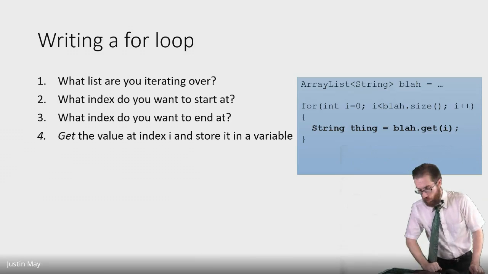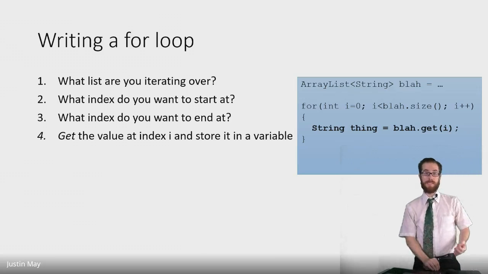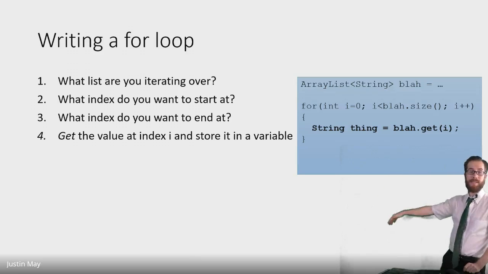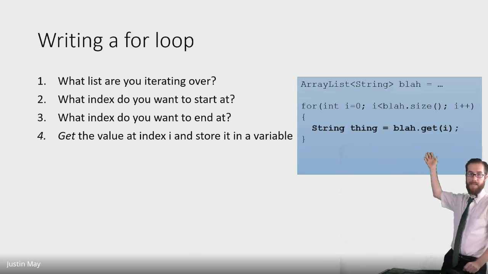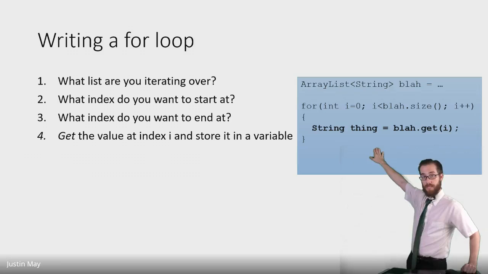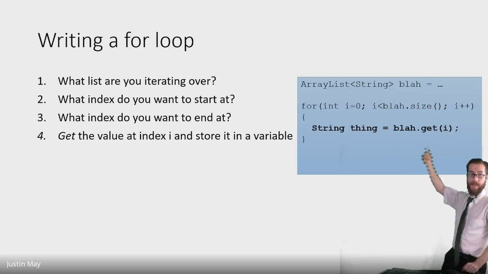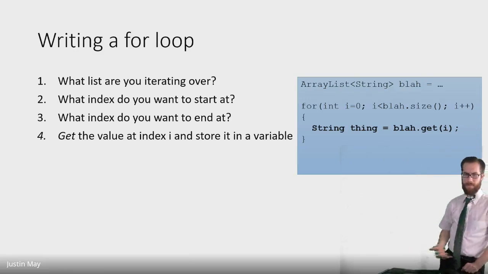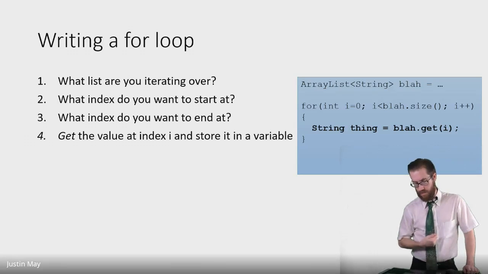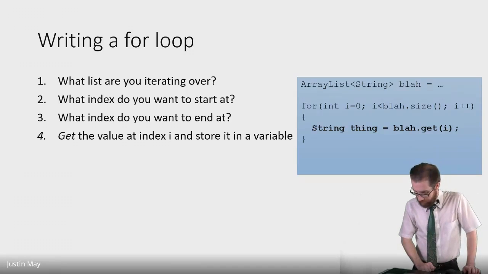Then something you do in every single loop that's looping over a list, you always have to do this step: get the value at index i and store it into a variable. So String thing = blah.get(i). Thing is a variable you get to decide the name of. Blah is the name of the list you're iterating over. i is the variable name we're using as our counter. Again, i is a variable you can choose the name of, but i is the standard variable name we use in for loops. That's 99.9% of the time i will be your loop variable name.